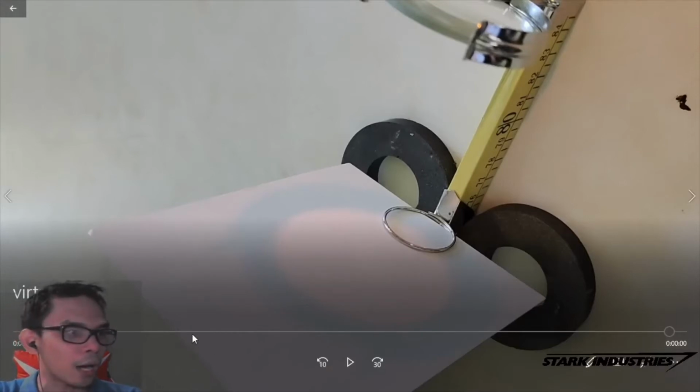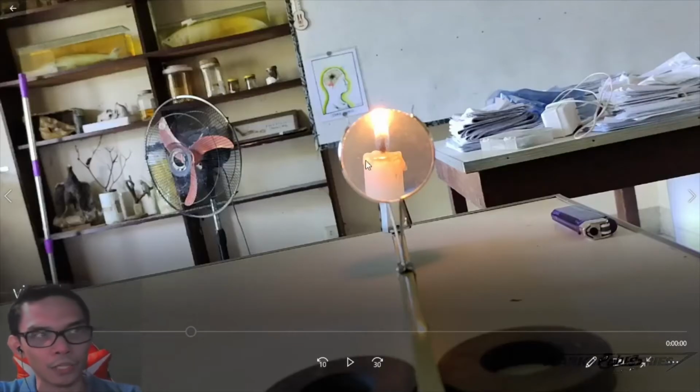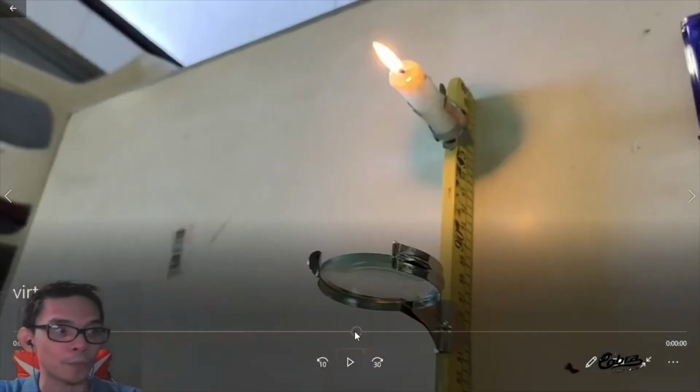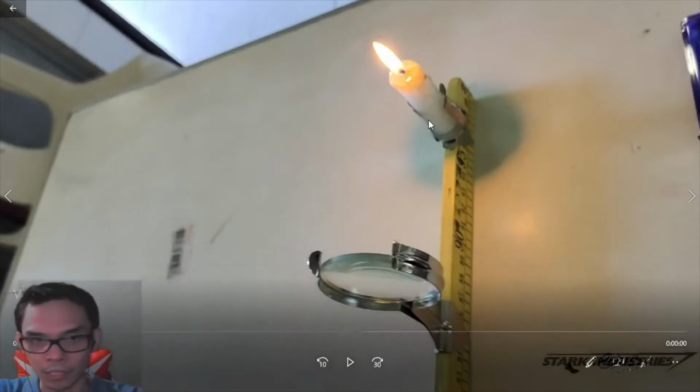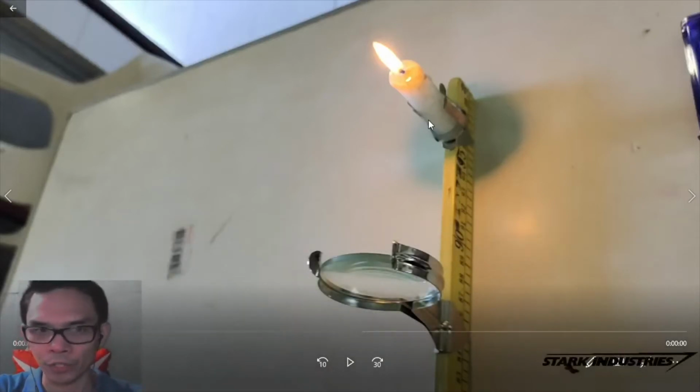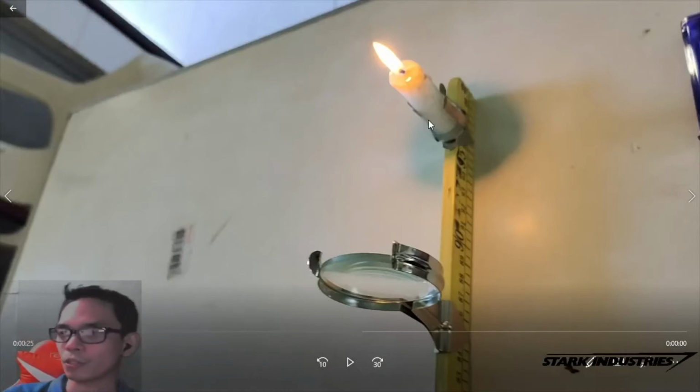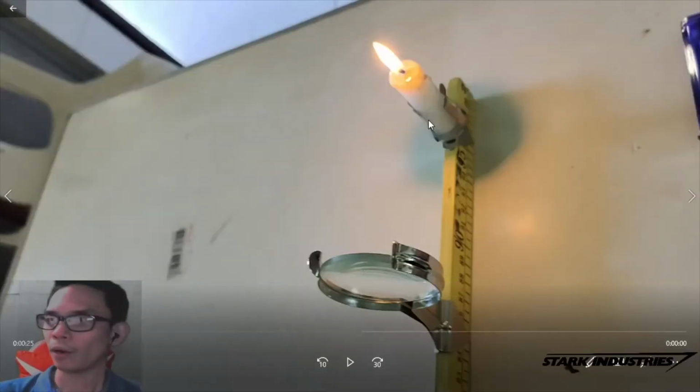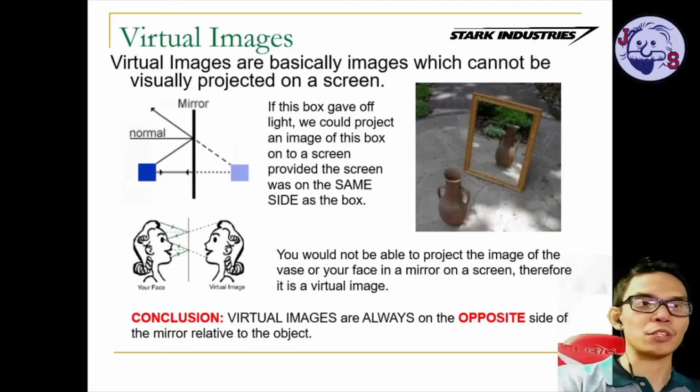Again, we replay this one back. As you can see, the image is upright, the same as your object over here. It is upright. Therefore, this is an example of a virtual image. So that is the virtual image.